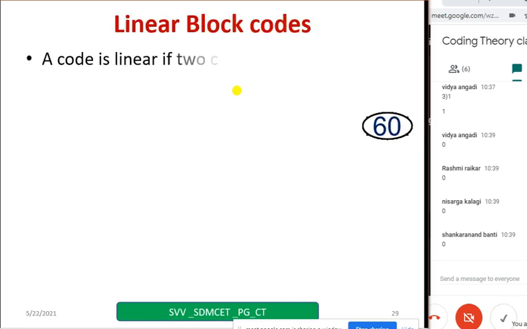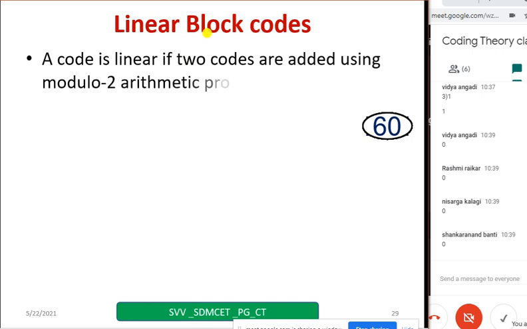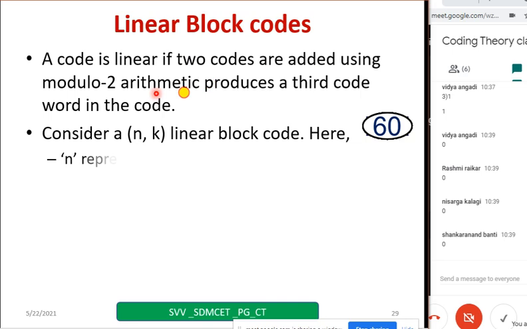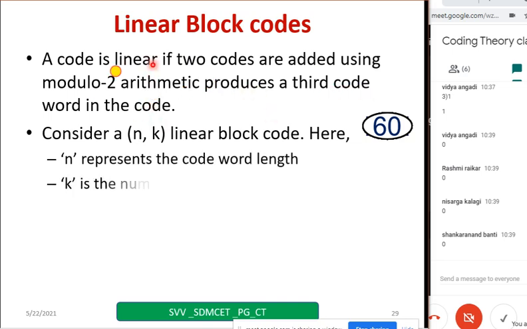Now, linear block codes. A little information may repeat in some of the slides. Again, this information may come again in some of the slides. Whatever is needed, you copy down. We use a mod 2 addition, and the arithmetic produces a third code. Then only I can say it's linear.